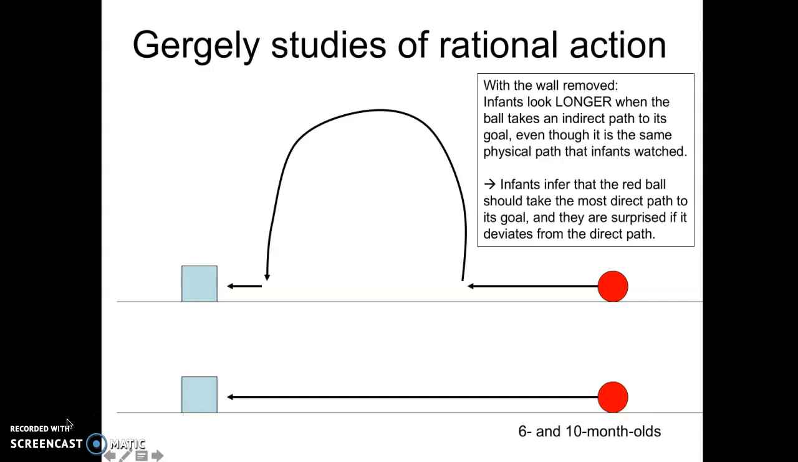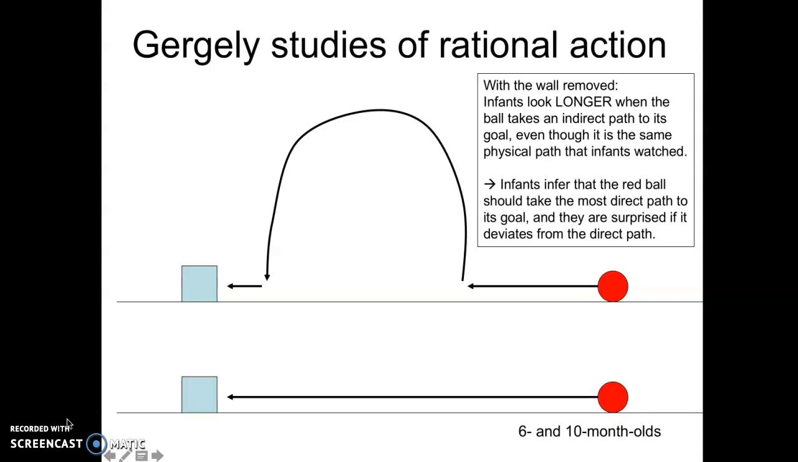Are they taking a direct path to an endpoint? Is this a sense in which infants are attributing rationality to the red ball, that it's going to take the most rational path, the one that makes the most sense, the one that's most direct? Are they attributing a goal? Are they thinking this red guy really has a goal of getting to the blue guy, or a desire to get to the blue guy?